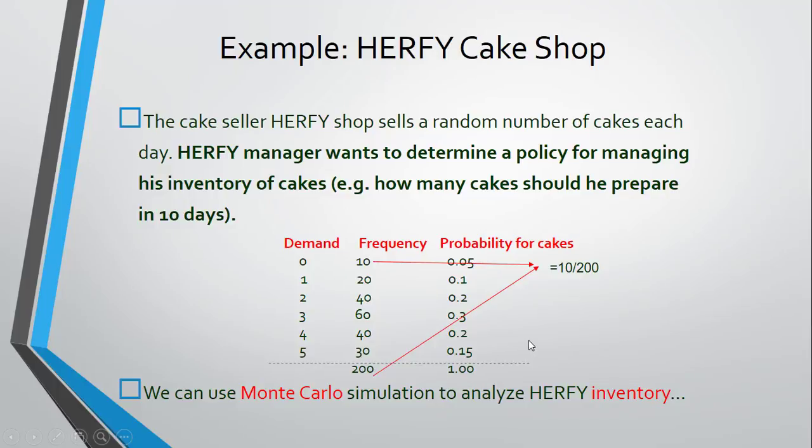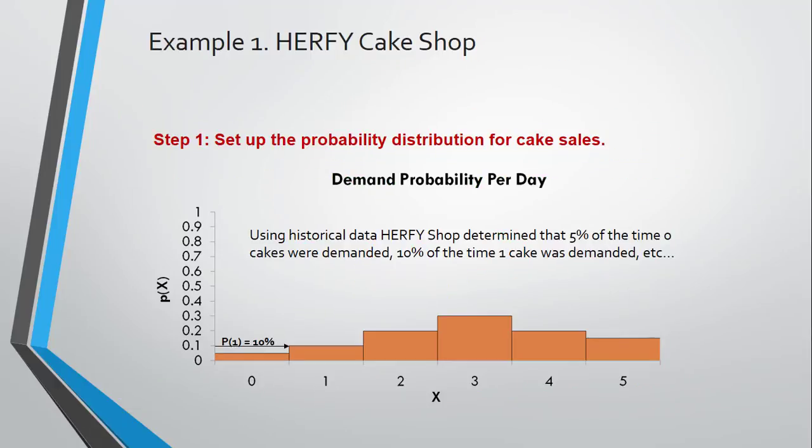Once you have this data, you can use Monte Carlo simulation to analyze Hershey's inventory. How do we do that? You can set up the probability distribution for cake sales, right? No cake, that's a 5% probability. 1 cake, 2 cakes, 3 cakes, 4 cakes, 5 cakes. You have the historical data, so you determine that 5% of the time 0 cakes were demanded, 10% of the time 1 cake was demanded, etc.